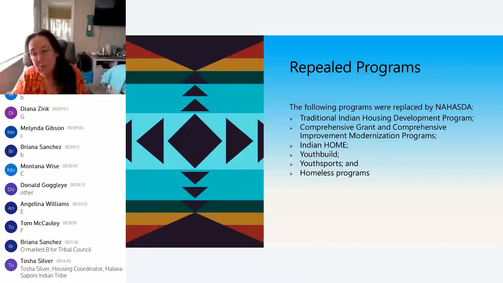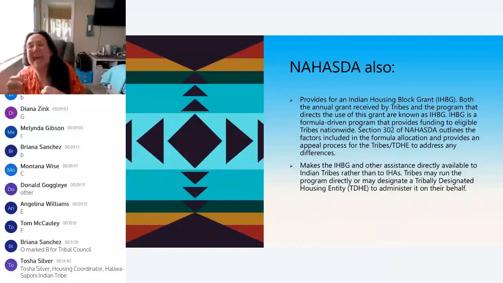So some of these repealed programs: the Traditional Indian Housing Development Program, we had something called Comprehensive Grant and Comprehensive Improvement Modernization. We used to call it CIAP. That was to modernize our projects. The Indian Home Program. We had a YouthBuild program. We had money for youth sports, homeless programs, things like that. All of those were repealed with the thought that if we want to offer them, we can take that out of the money that we get and offer that type of program, because there's still a legal activity. Illegal. I didn't want that to run and you just think I said illegal.